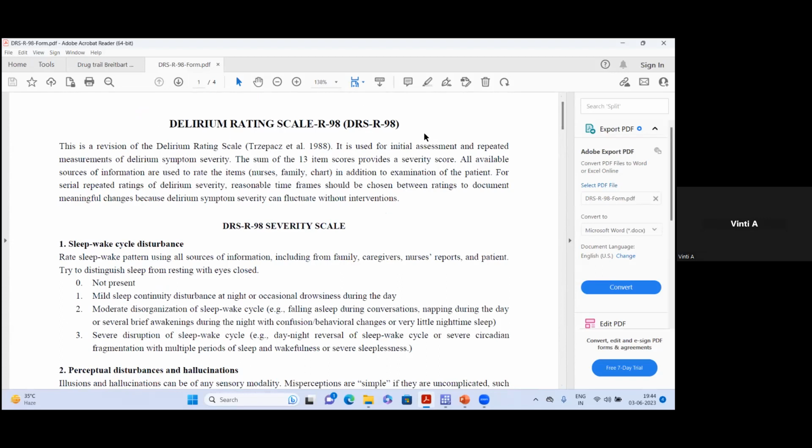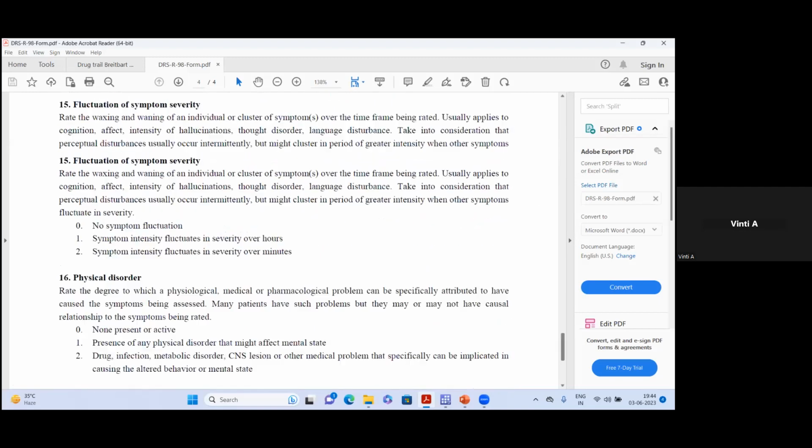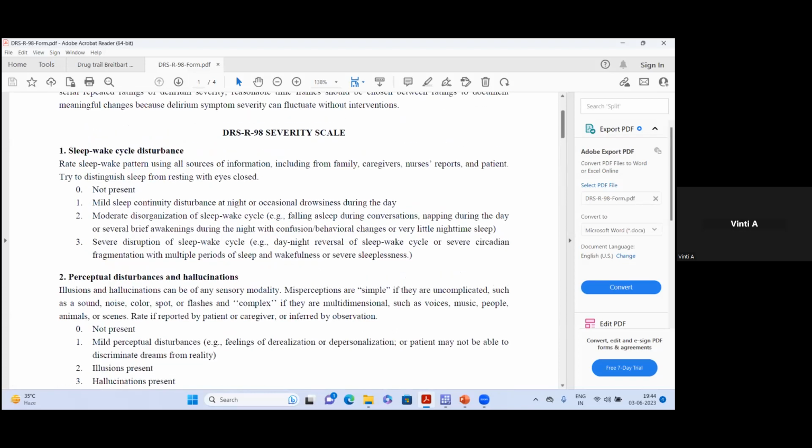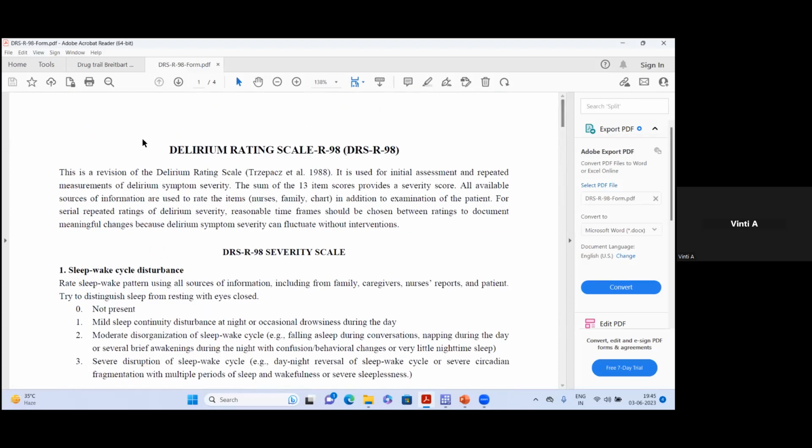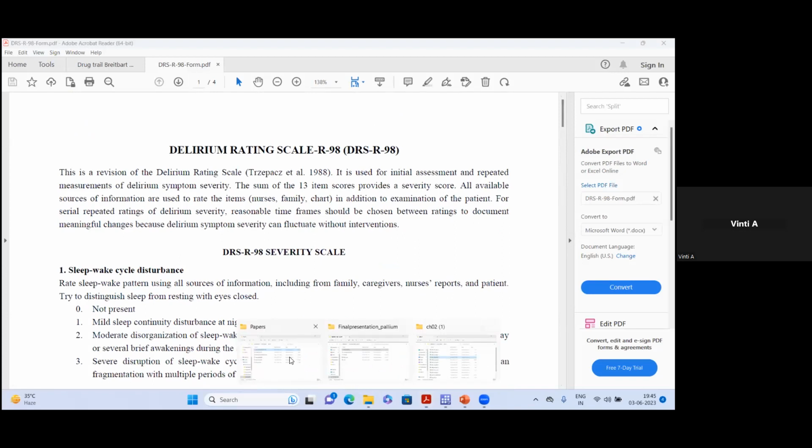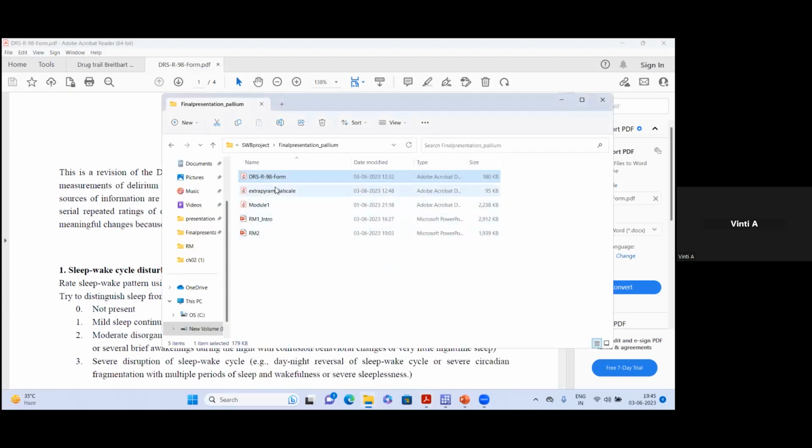This delirium rating scale is my construct. Now this is a validated scale. It has been tried and tested out, and therefore now it is being used. But the items they have used are these 16 items to make this construct of the delirium rating scale. Similarly, you have another one.